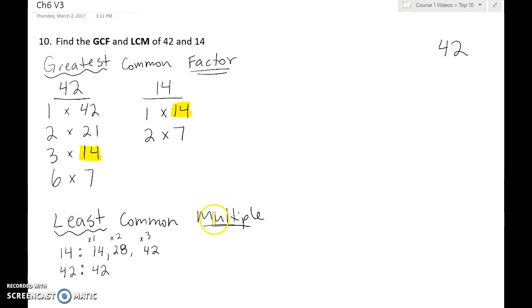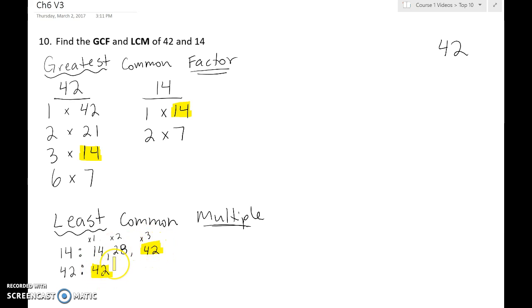So multiples: if I'm counting by 14s, those are multiples of 14. Right, and the multiples of 42. So I've got 14 times 1 is 14, 14 times 2 is 28, 14 times 3 is 42. I'll start with the lower one first and see if, in fact, the larger number is a multiple of the smaller one, and in fact it is.